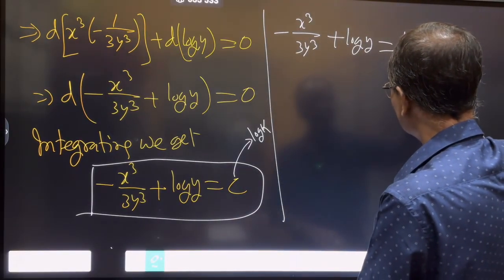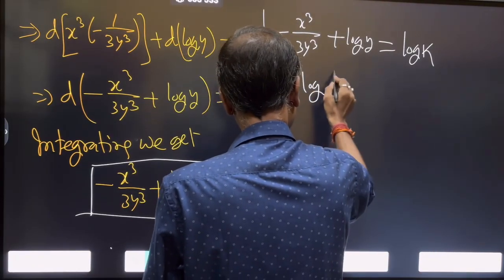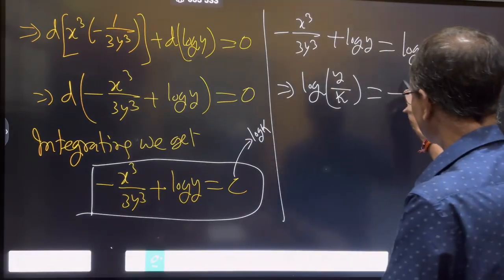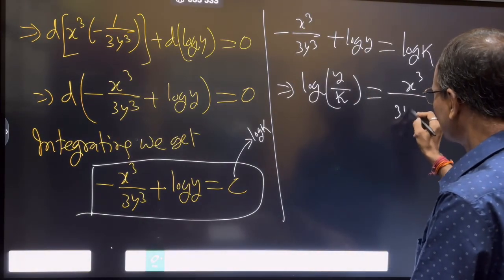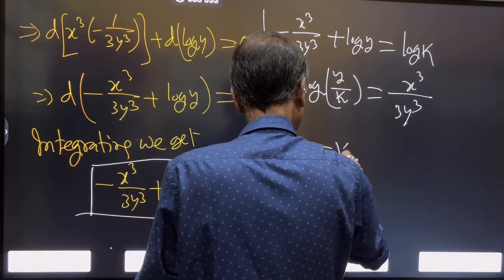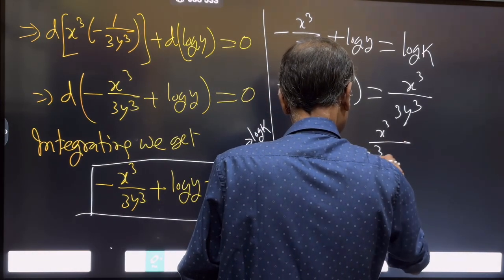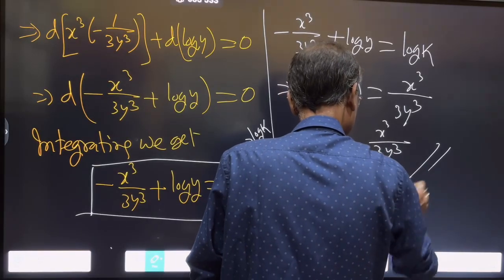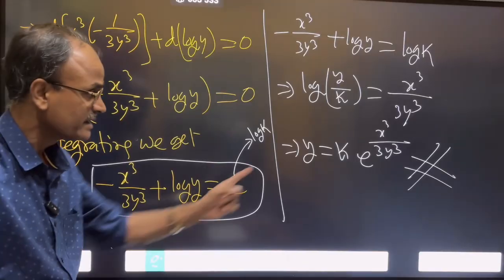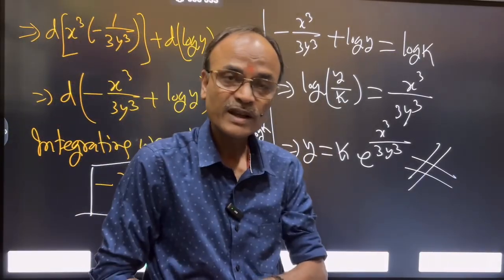You may write log of y by k is equal to x cube by thrice y cube. Or y equal to k into e to the power x cube divided by thrice y cube. You may express the answer in this form also.